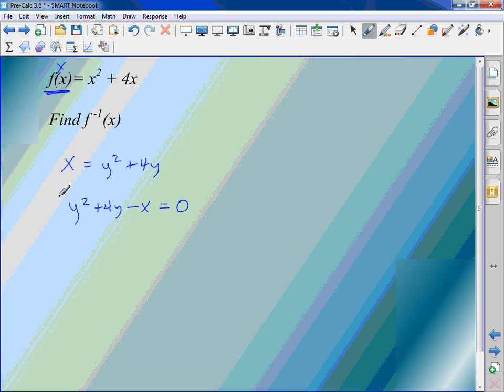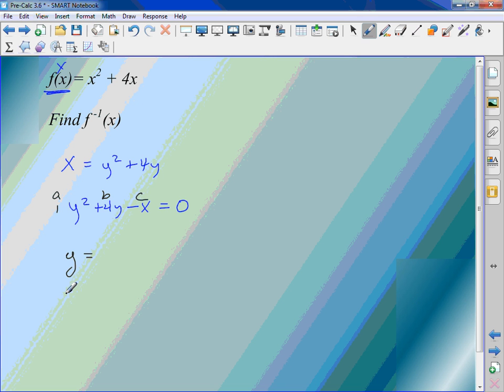Quadratic formula. Let's see. That's A is 1. That's B. C is negative x. This is y squared. This is y. The last term is always just a number. Here it's x. So I have y equals.